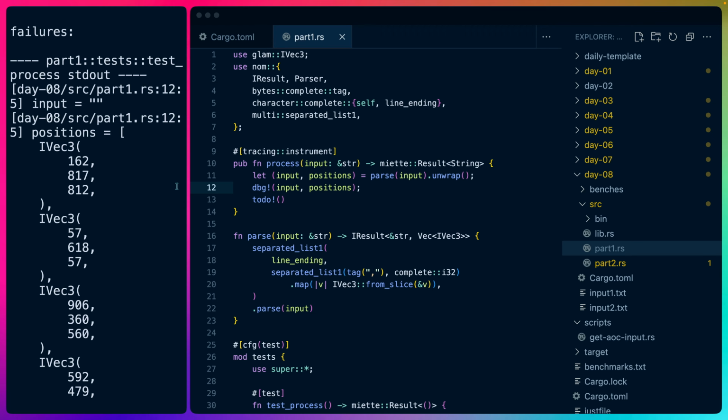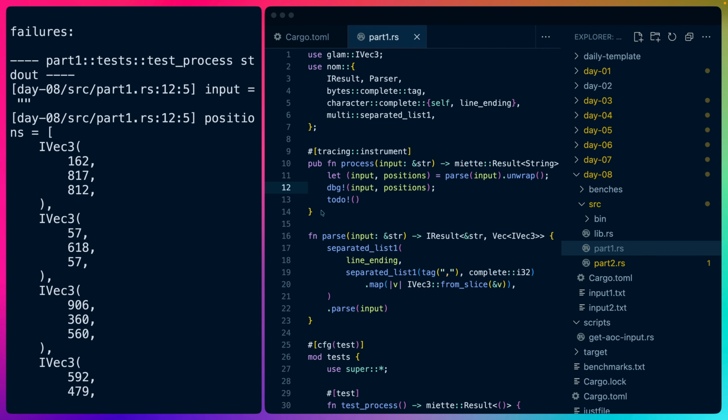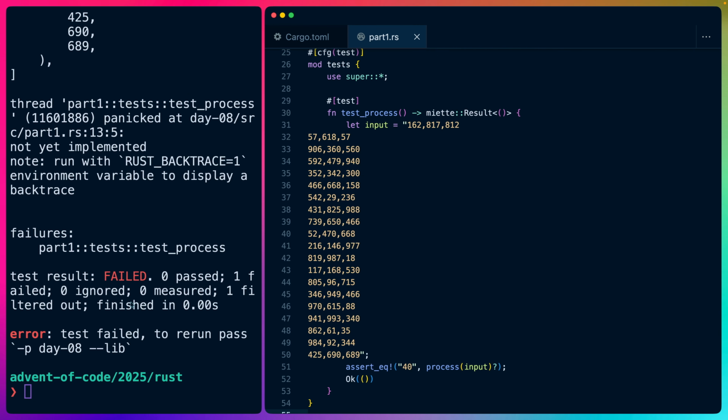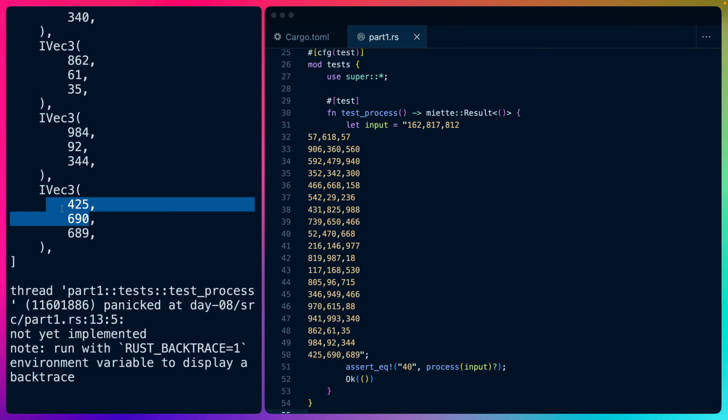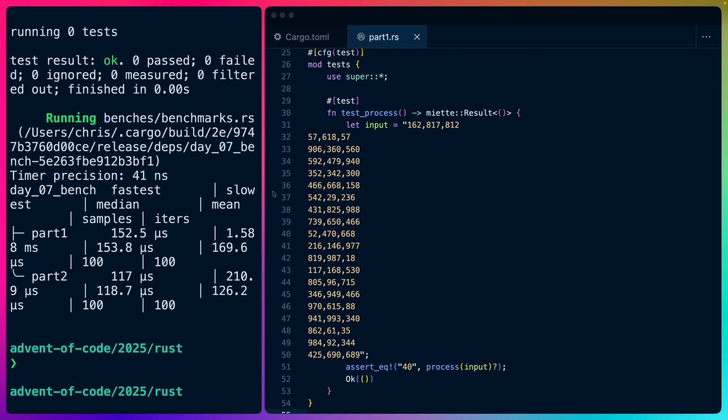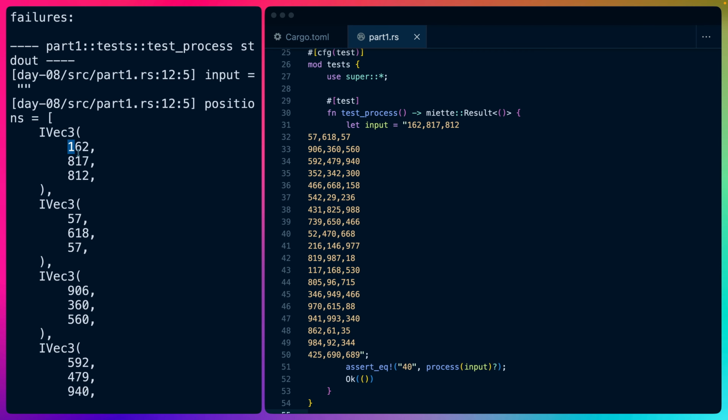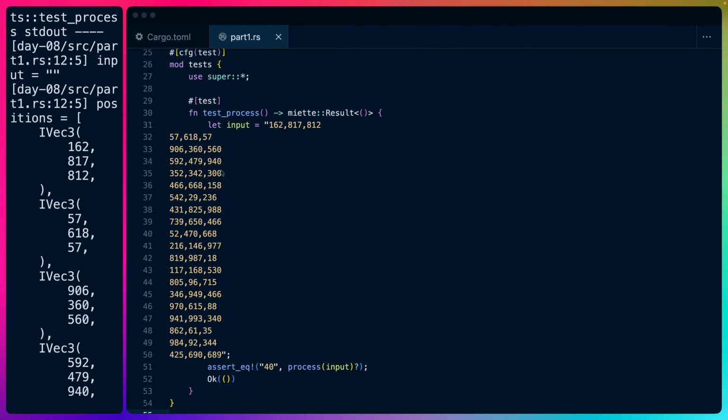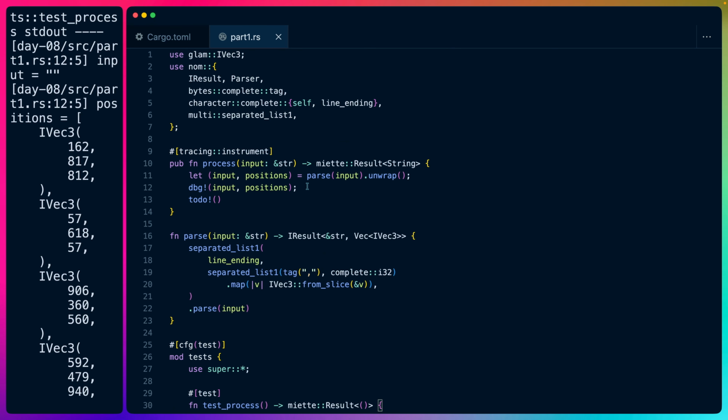This will fail. We should get all of the inputs here. Let's see. Our last number should be 425, 690, 689. So we have all of our IVEC3s here. Make sure we have the first number as well, 162, 817, 812. That's all fine. So just a very quick parser.